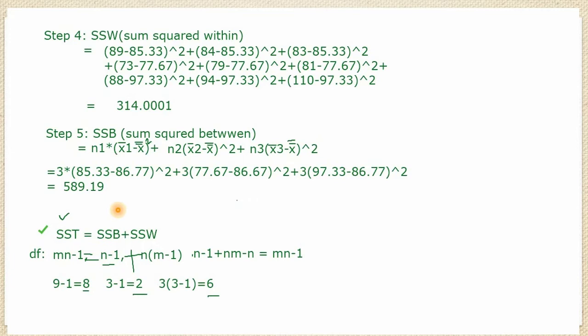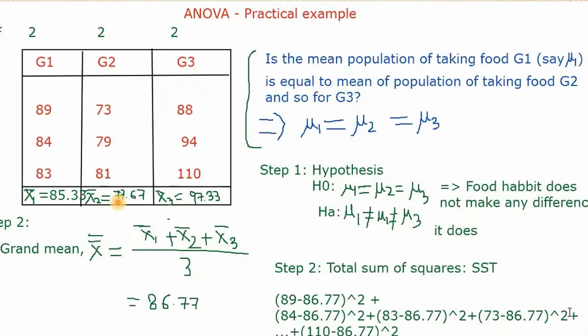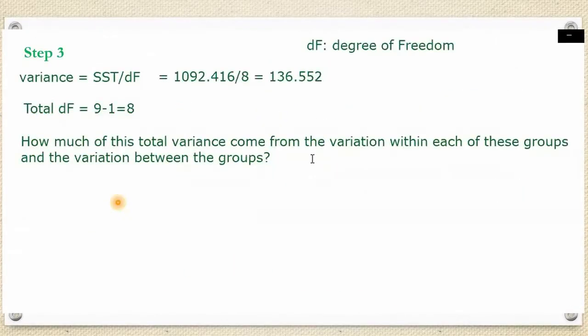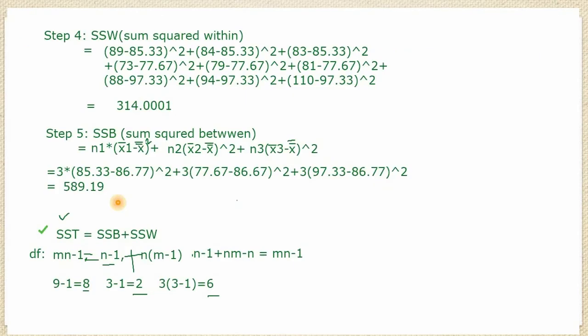So you get sum squared within is 314 and sum squared between is 589.19, and you add them up and you will get the sum squared total, which is 1092.4. So this will be the same: sum squared total is equal to sum squared between plus sum squared within. You just add them up and you will get this.